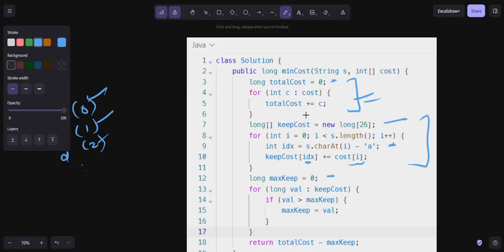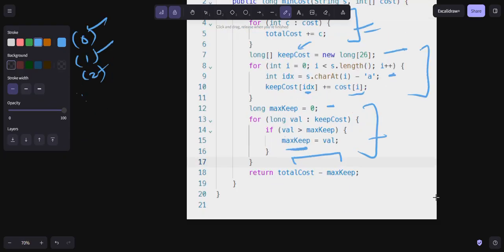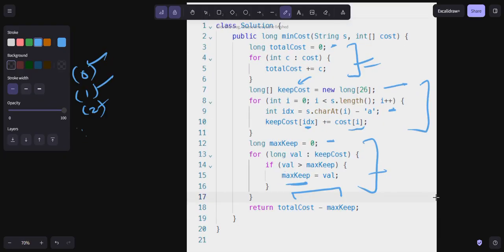And here I will find the max keep value. So I will iterate over this keep cost array and find the max value, max keep. If the value is greater than max keep, update it. And from total cost I can return minus max keep. That's it. Okay, so very easy problem.